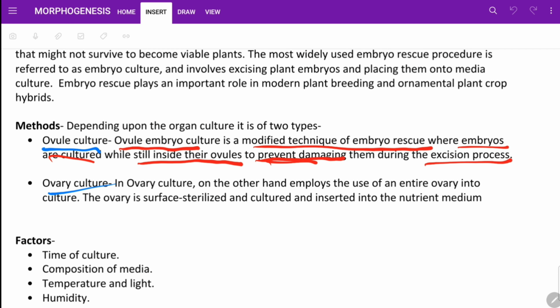It is called embryo culture. The excision process causes damage to the embryo, so we culture it while it is still inside the ovule. This is called ovule embryo culture.